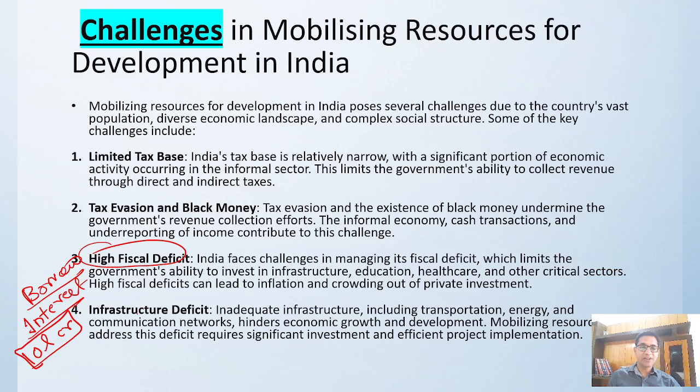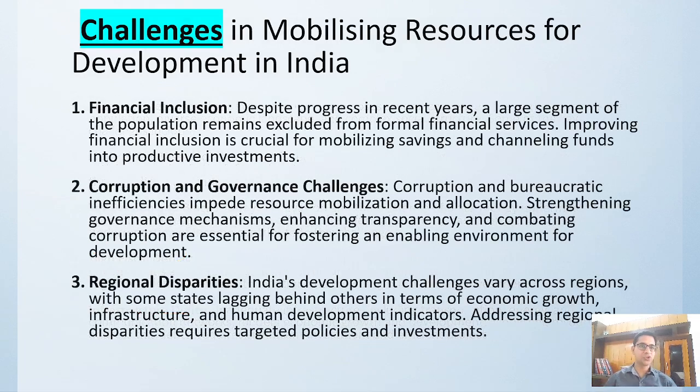Then we have an infrastructure deficit. The type of infrastructure that we need now, the type of energy sector that we need now, the type of communication network that we need now is still not in place. That is why we are not able to utilize our full potential. For that we need resources. If we have good infrastructure, we can properly mobilize the resources.